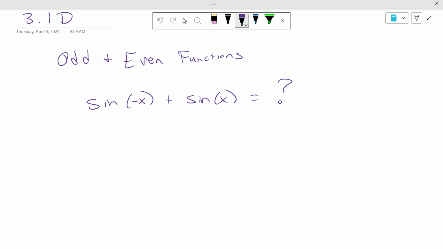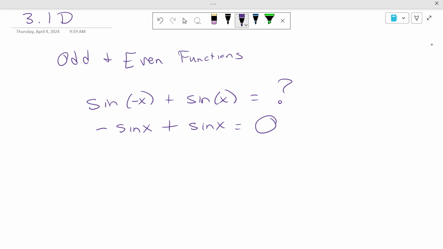All right. So what is the sine of x from your note card equal to? Nope. Sine of negative x. Odd and even functions. Negative sine of x. So we're taking negative sine of x plus sine of x, which equals 0. Okay? Easy peasy lemon squeezy.